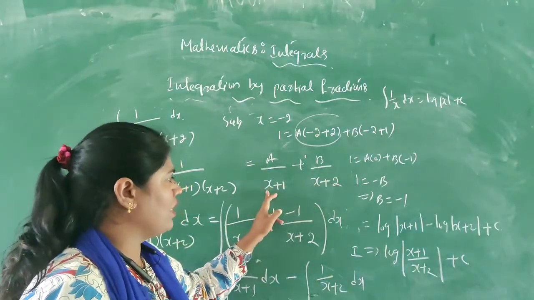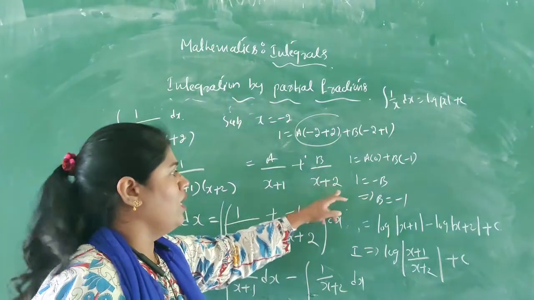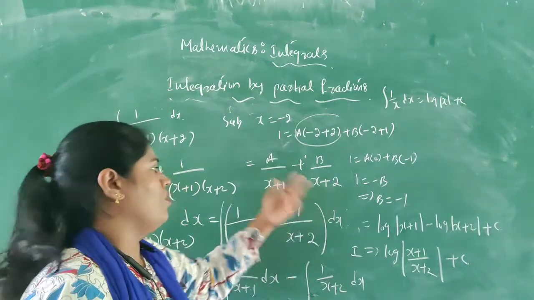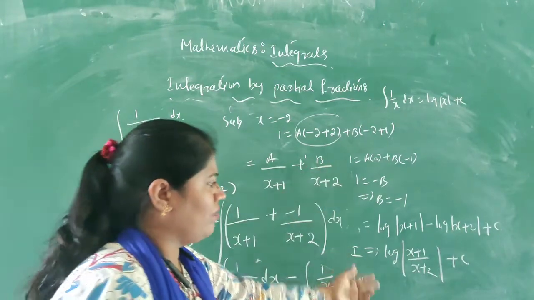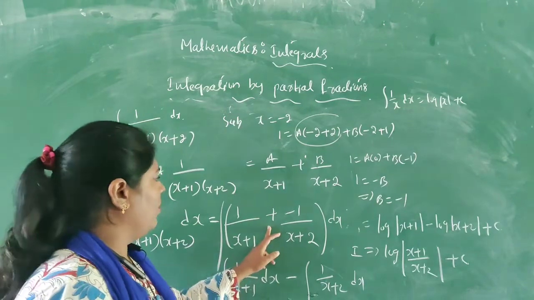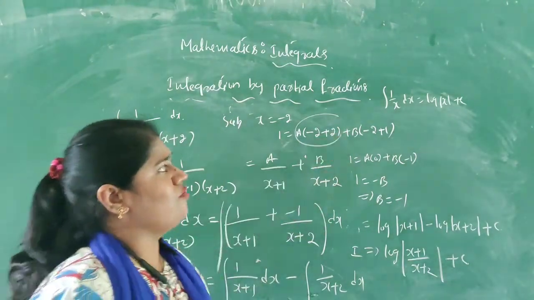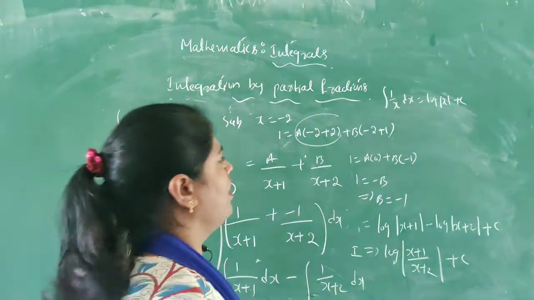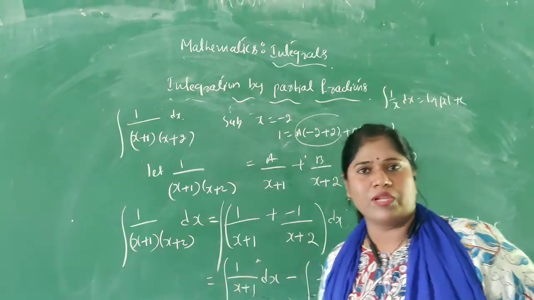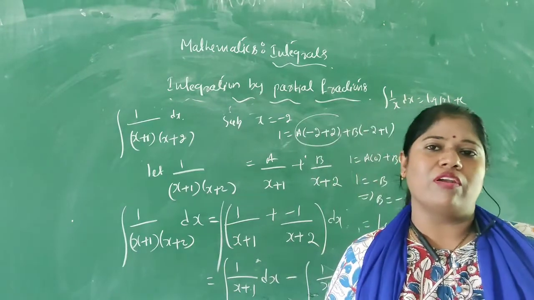Further, we have to substitute x is equals to minus 1. You will get this b value will be 0. If I substitute x is equals to minus 2, this a is going to be 0. So we got a, b value. After that, substitute like this, 1 divided by x plus 1 plus this b value. We know that integral of 1 by x dx is log mod x. So similarly, integral of 1 divided by x plus 1 is log mod of x plus 1. Similarly, integral of 1 divided by x plus 2 is log mod of x plus 2.